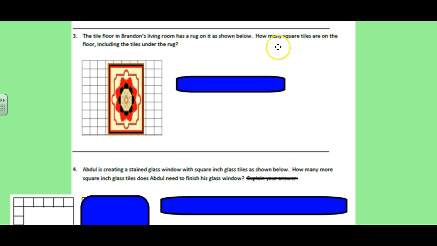Or in this case, they're asking how many square tiles are on the floor. So I want you to go ahead and figure out how many square tiles are in this whole rectangle by multiplying the side lengths, and write your answer in a sentence. And whenever you're ready to check your answer, I want you to push play.